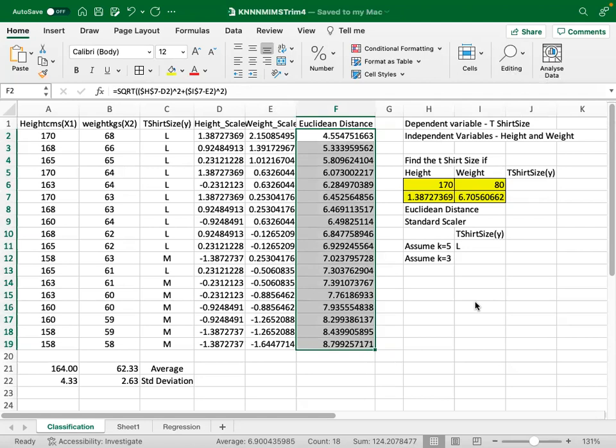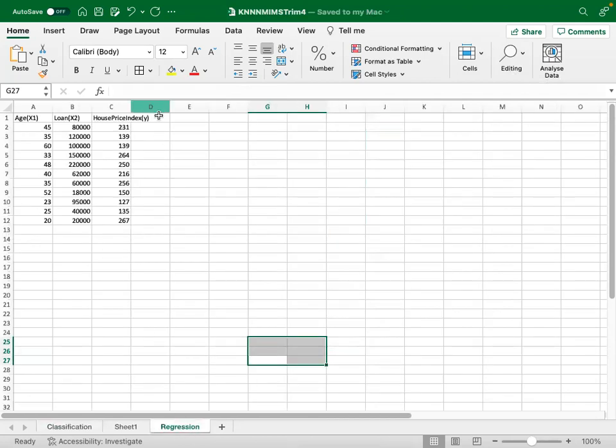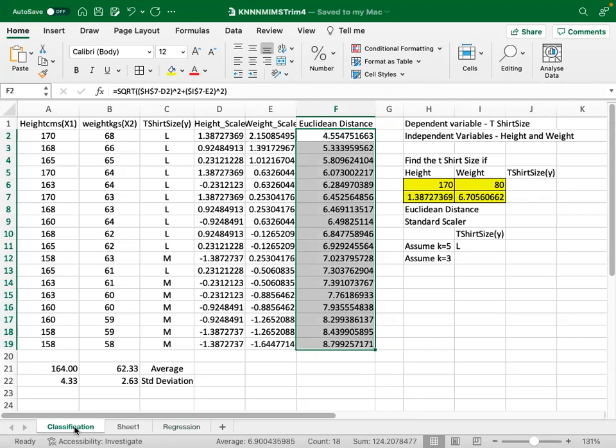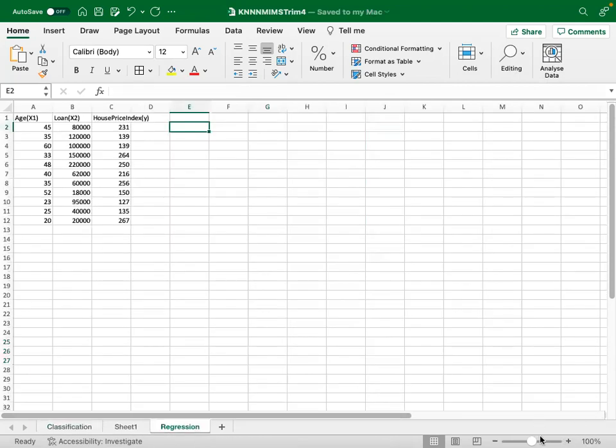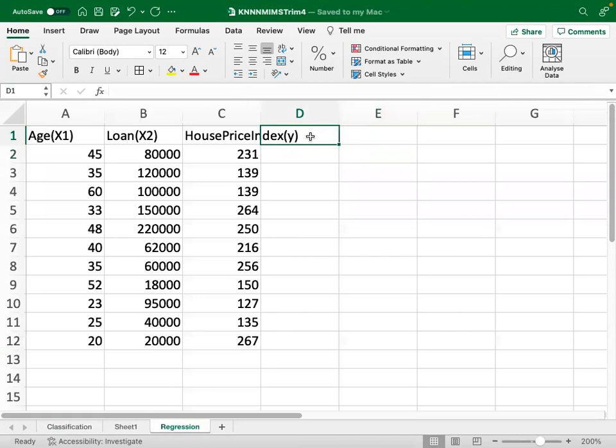Now try doing it for regression. In regression, you have to predict the house price index. Scale the data, just scale age and loan. Just try it for the regression problem. Same: age underscore scale and loan underscore scale. First scale. For scaling, you have to calculate the mean and standard deviation.